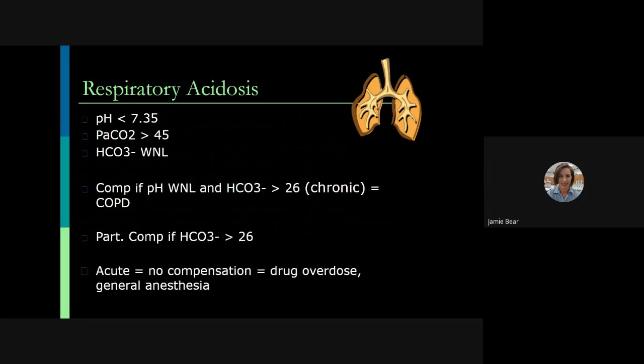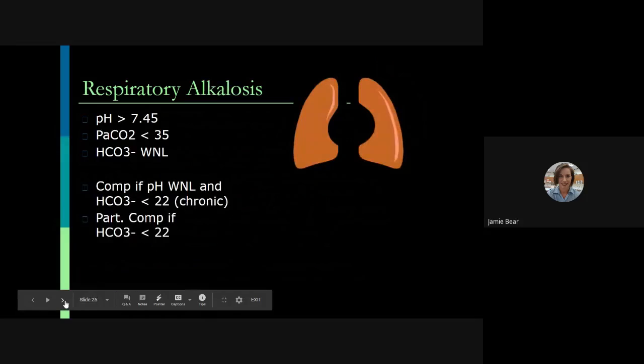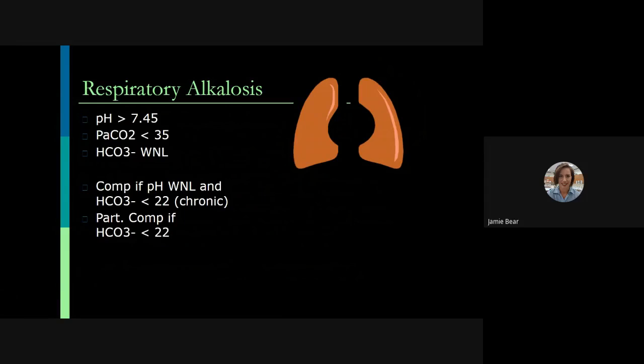If there is no compensation, we can say that this is an acute blood sample. And it usually takes about 24 to 48 hours for metabolic compensation. So your patient will generally present with the acute respiratory acidosis.